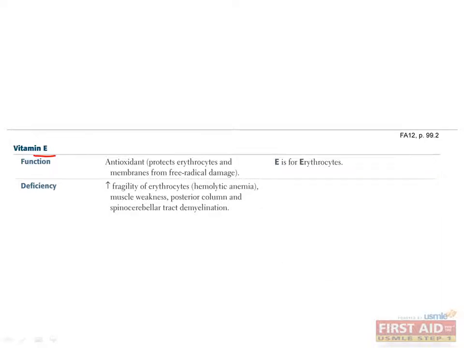Vitamin E, also known as alpha-tocopherol, is a fat-soluble antioxidant vitamin found in sunflower oil, corn oil, soybeans, meats, fruits, and vegetables. Its antioxidant property allows it to protect erythrocytes from free radical damage, so its deficiency can lead to increased fragility of erythrocytes, which in turn causes hemolytic anemia.